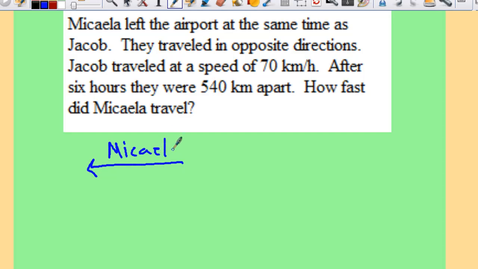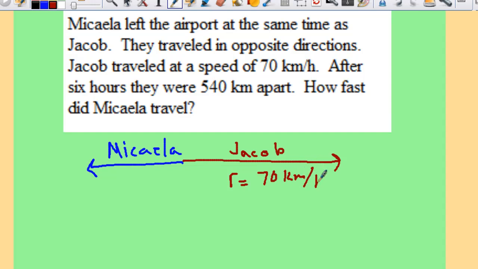Michaela, and let's use a different color for Jacob. So there's Jacob. And we're told then, if you read this problem, that Jacob's rate is 70 kilometers an hour. And Michaela's, we're told that that's what we need to find. We're told that that's going to be the missing part. How fast did Michaela travel? So we're going to be finding her rate.